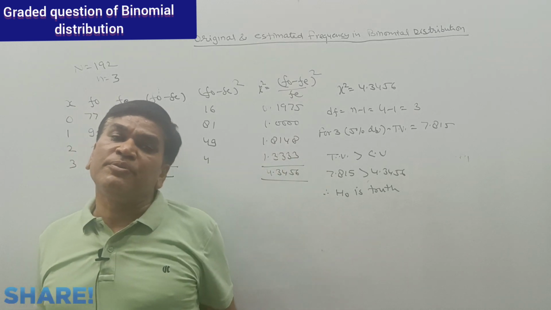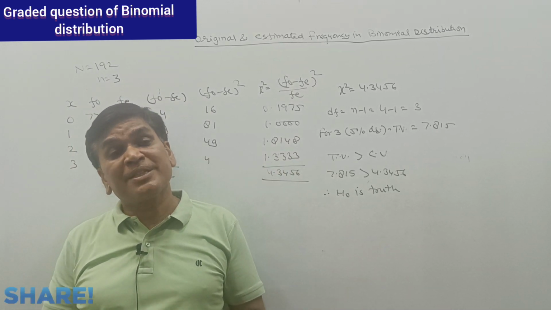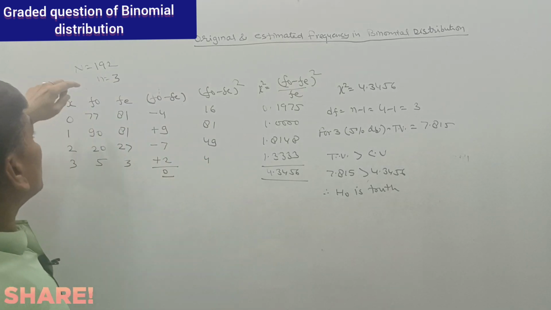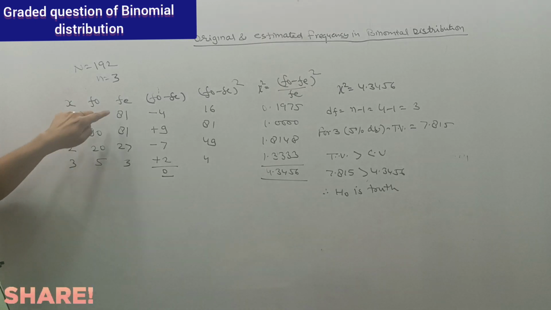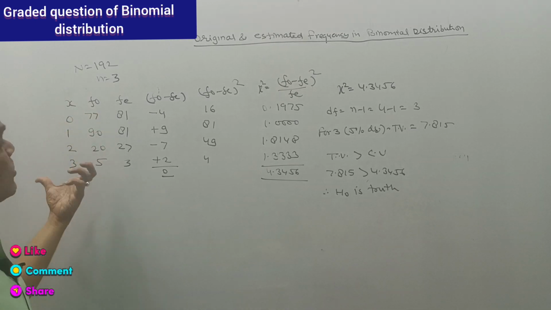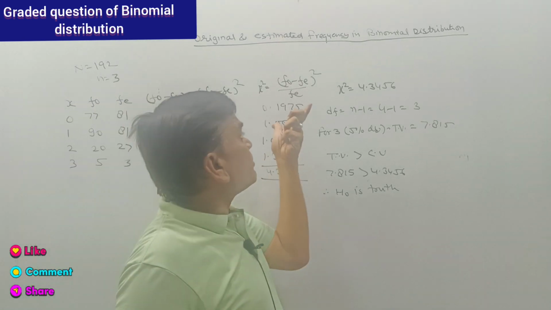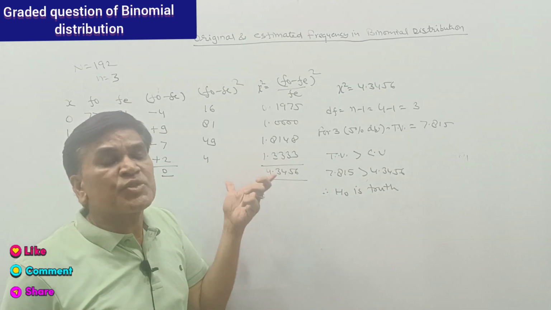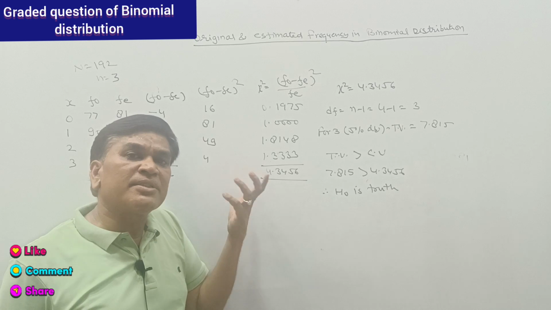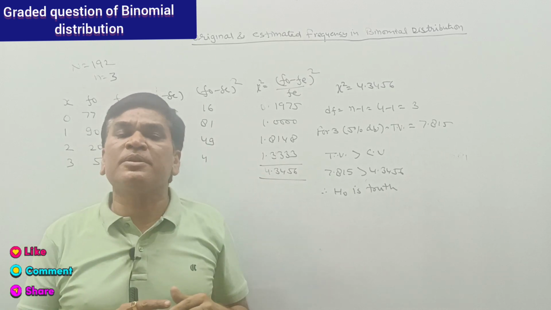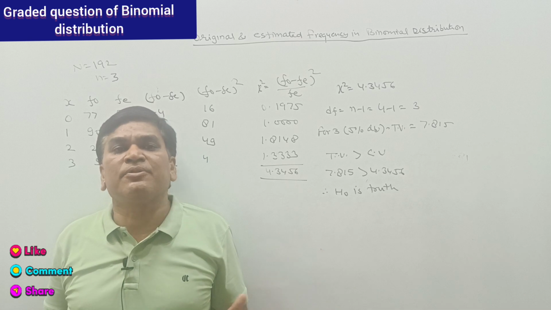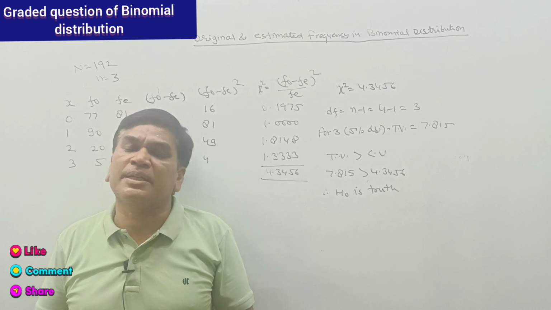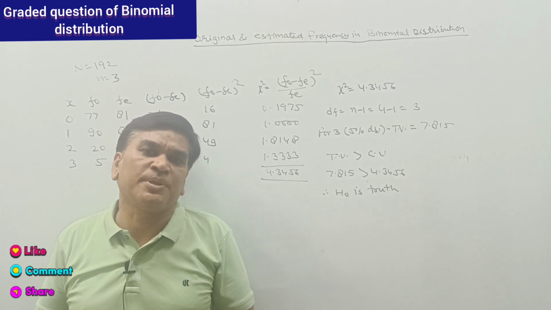In the previous question, H0 was rejected. It means the original data had some discrepancies. But in this question, the original data is 77, 90, 20 and 5, and the estimated data is 81, 81, 27 and 3. So we calculated the chi-square test between the original data and estimated data, and we found H0 is true. It shows that the data is not biased, this is original data, and there is no manipulation of the data. So I think with the help of this video, you may have learned how to calculate the chi-square test with the help of the binomial distribution. Thank you very much.